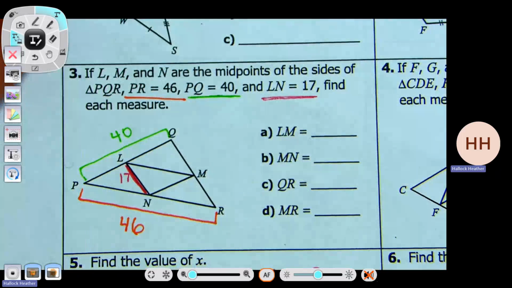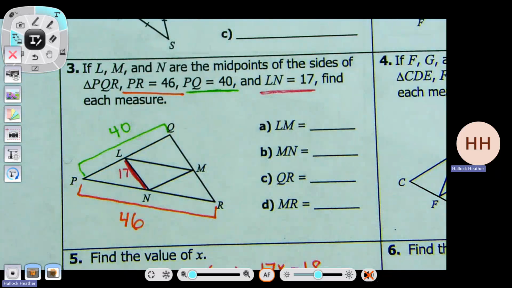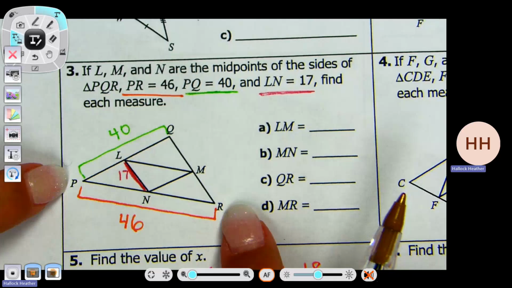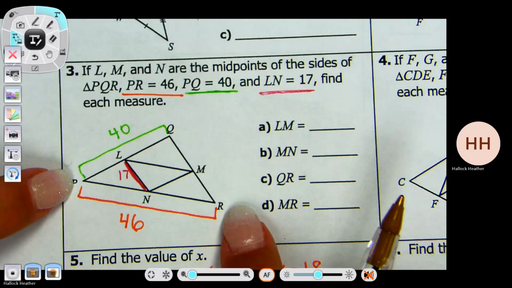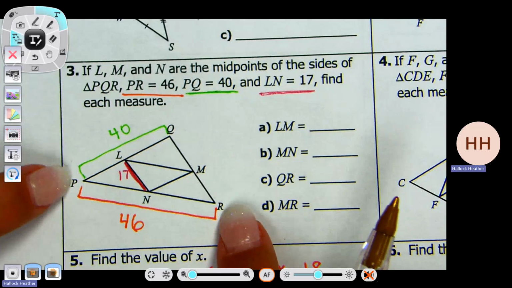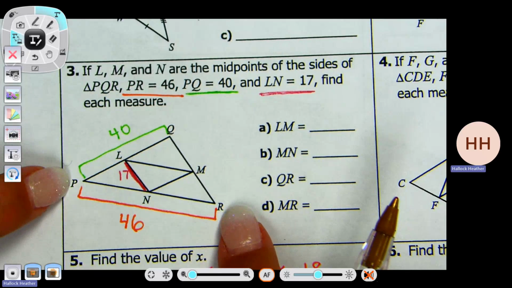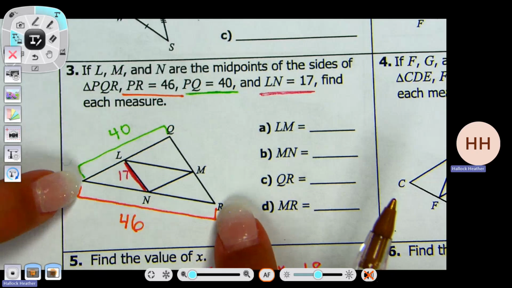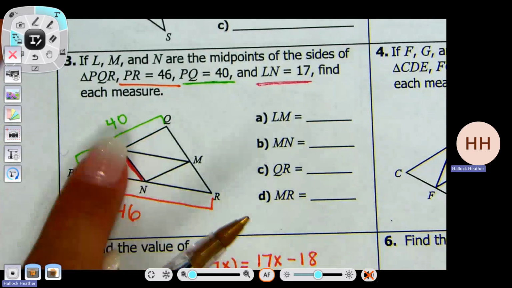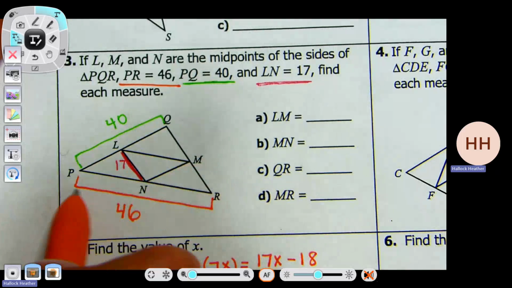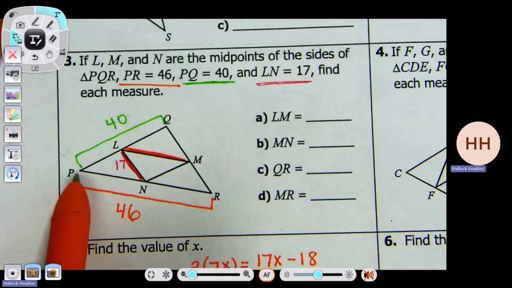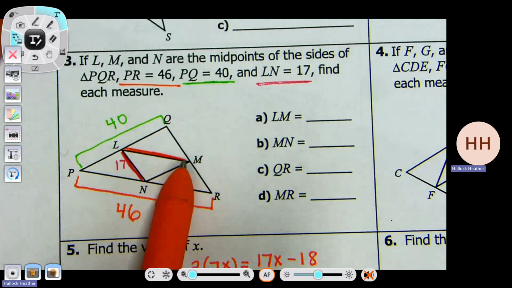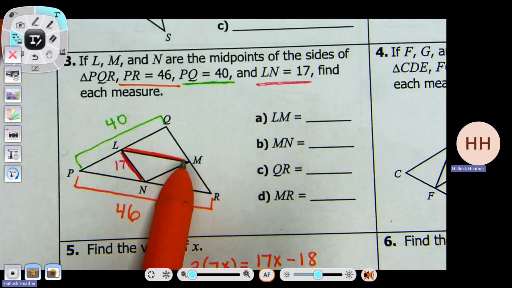So we just talked about mid segments. There are 3 mid segments in this same problem. So if PR is right here, what is the mid segment to PR? Not QR. What's the mid segment to this bottom piece? LM. Okay. So if this whole thing is 46, what's the mid segment for LM?